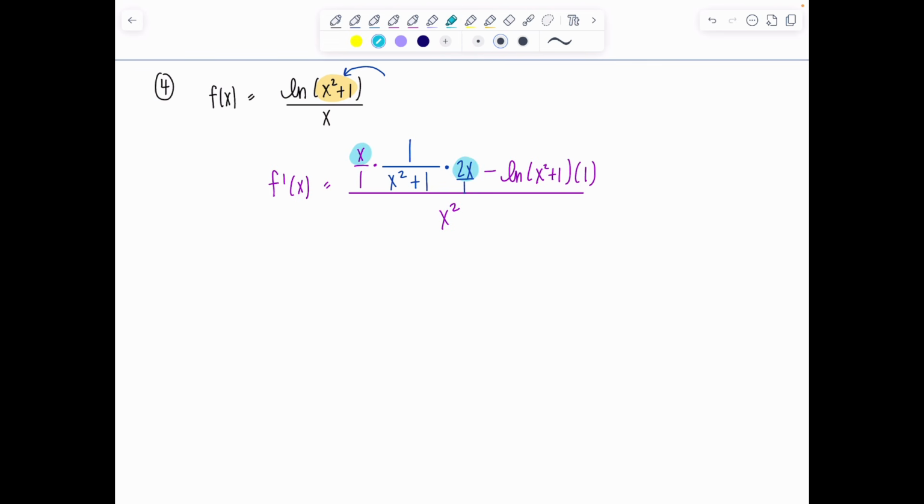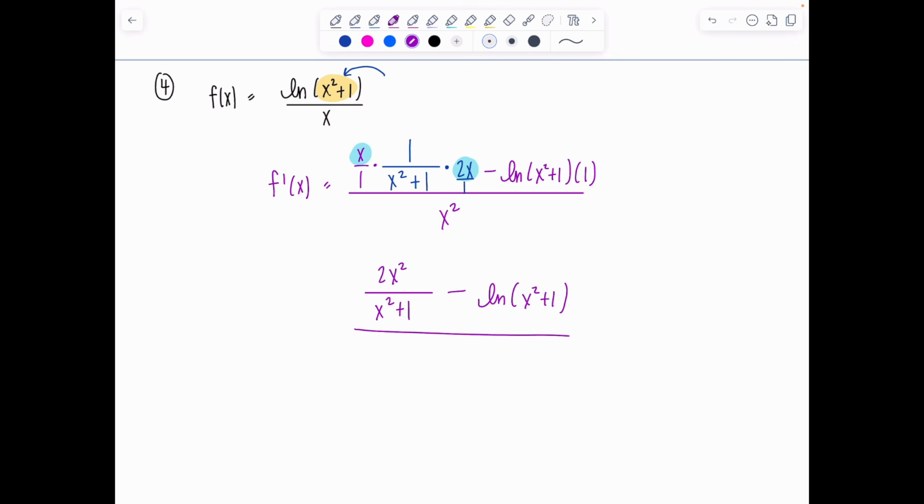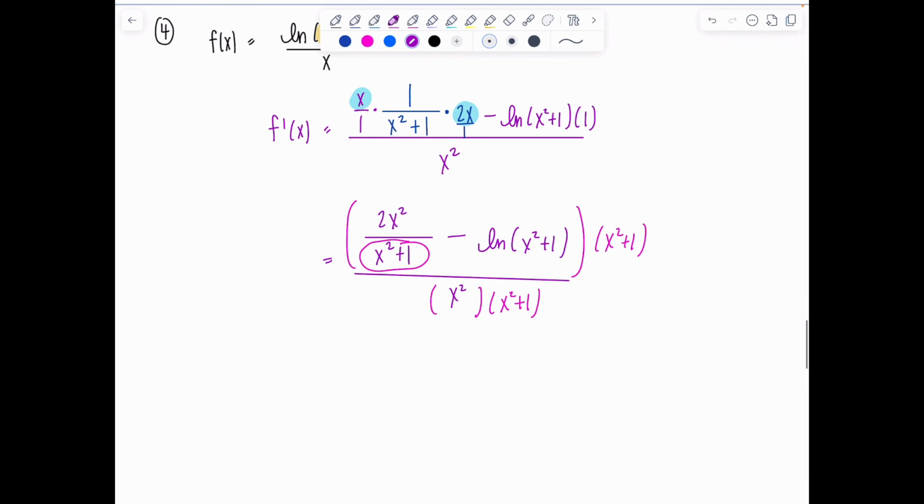2x times x, that's all on the top. So that's going to be 2x squared over x squared plus 1 minus ln of x squared plus 1. And then this is all over x squared. Good? Okay, and then we can't leave our final answer like that because this is a complex fraction. We have an extra fraction in a fraction. So we have to multiply everything by that denominator that we want to get rid of. Top and bottom, that way you're just multiplying by 1. So we're totally allowed to do this.